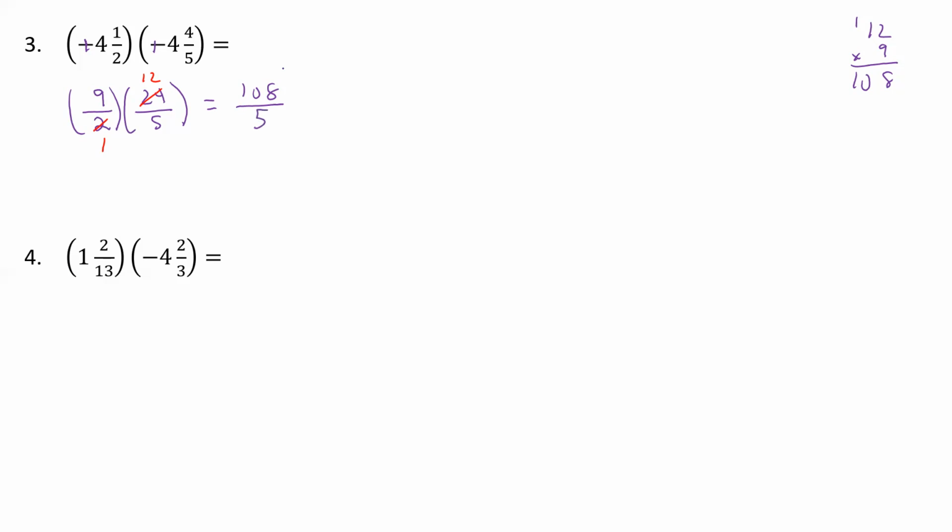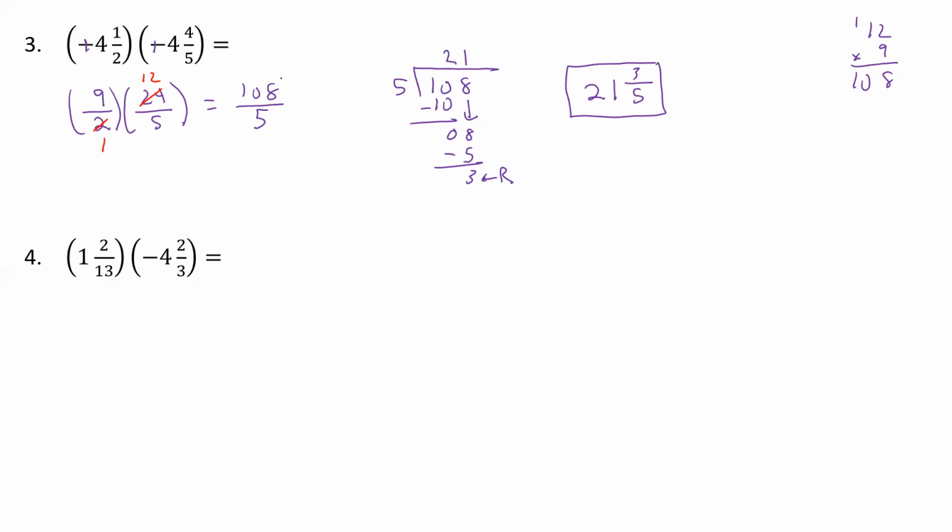Okay. Now again, if we're going to mix fractions, what do we got to do? Well, we have to divide. So we'll go 5 into 108. So 5 goes into 10 twice. That's 10. Subtract, we get 0. Bring down our 8. 5 goes into 8 once. That's 5. Subtract, we get 3. That's our remainder. So now we get 21 and 3/5. Then that would be our mixed fraction. Now, if they wanted it as an improper fraction, we're done there. But if they want it as the mixed fraction, then we have to go and continue on and get that there.